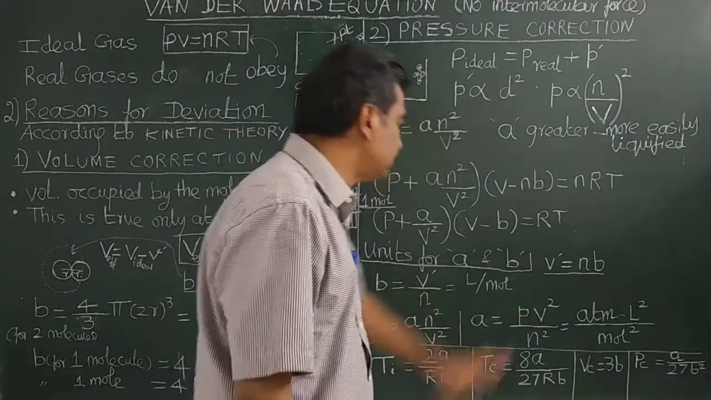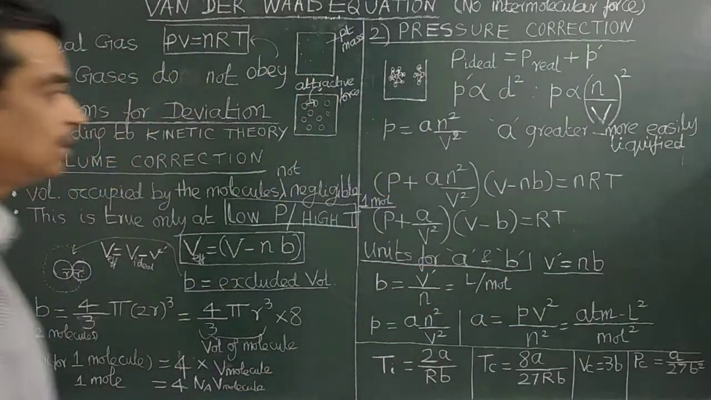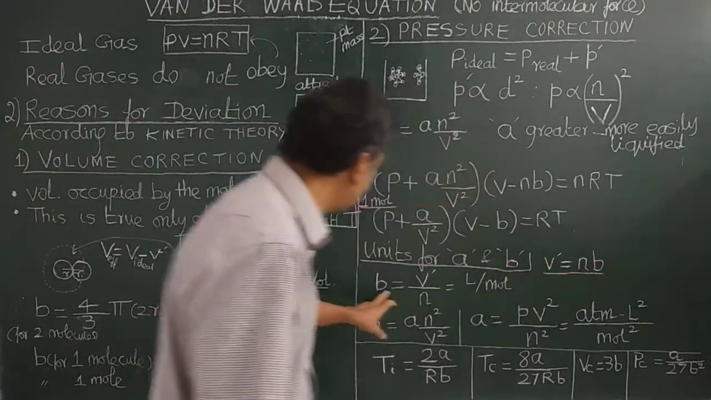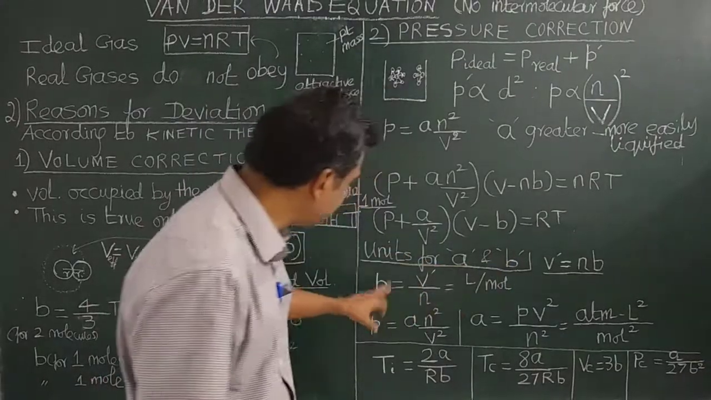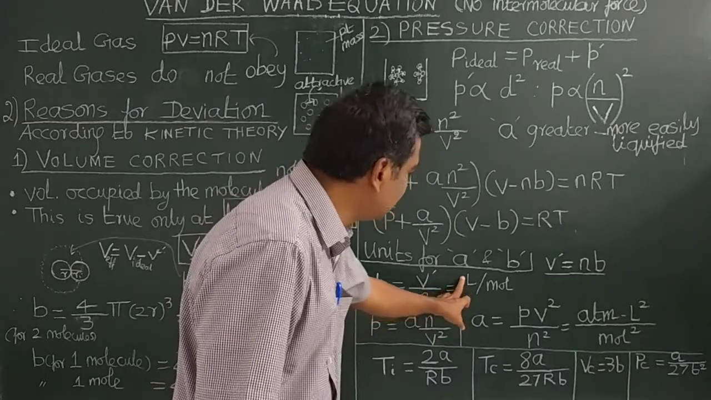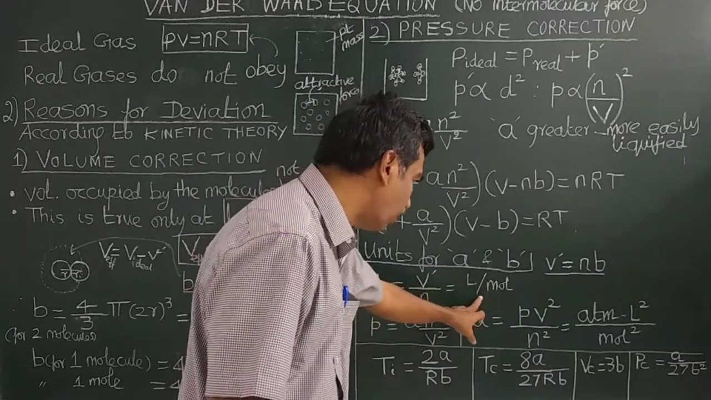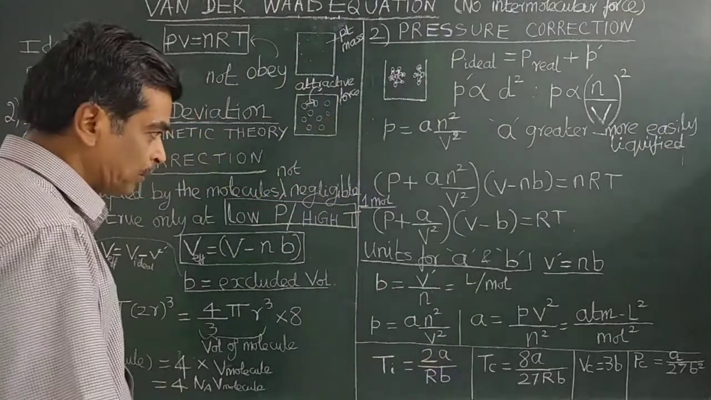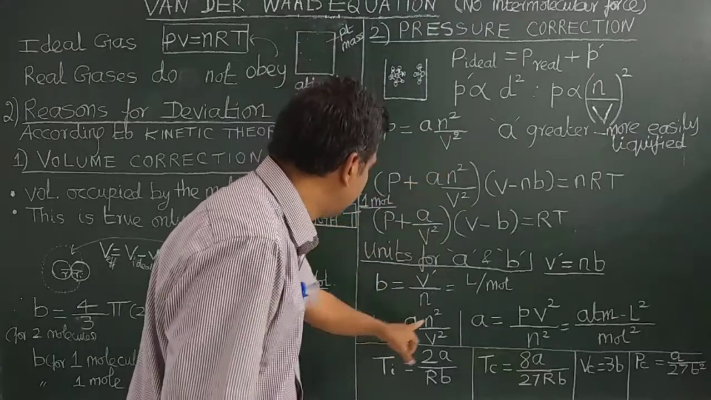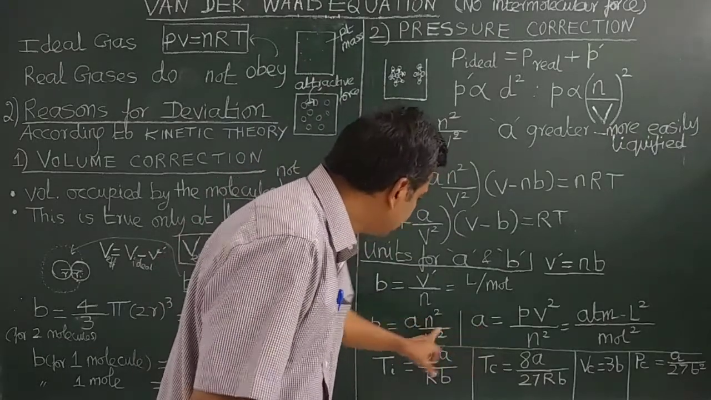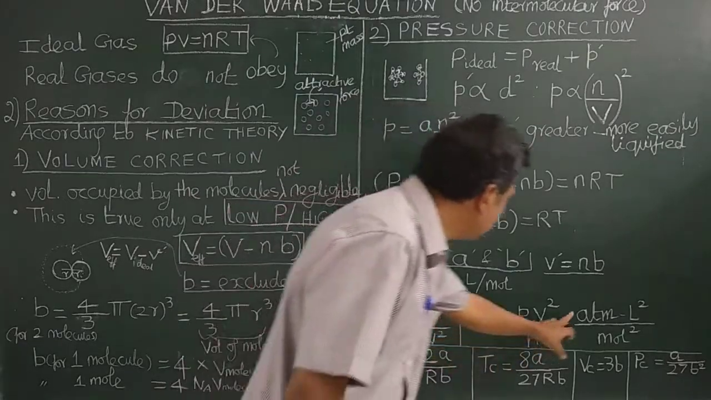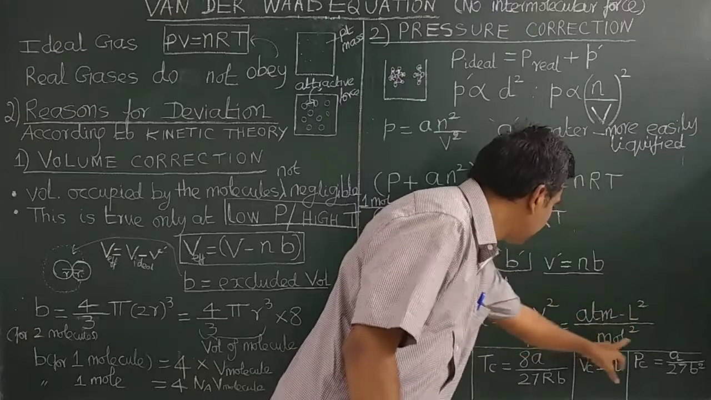Units for a and b are very important. There will be several problems asked. V prime equals nb. Therefore, what is the unit of b? b equals V prime by n, the volume unit is liter or decimeter cube, divided by mole. 1 liter equals 1 decimeter cube. Remember? Similarly, P equals a n square by V square. Therefore, a equals PV square by n square, so the unit is atmosphere liter square per mole square.